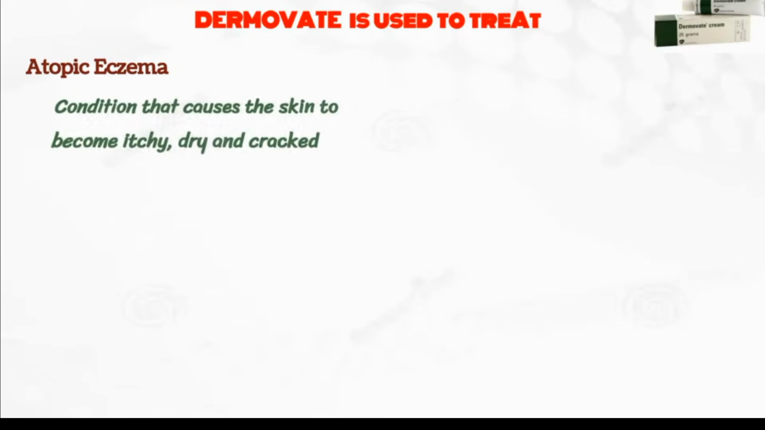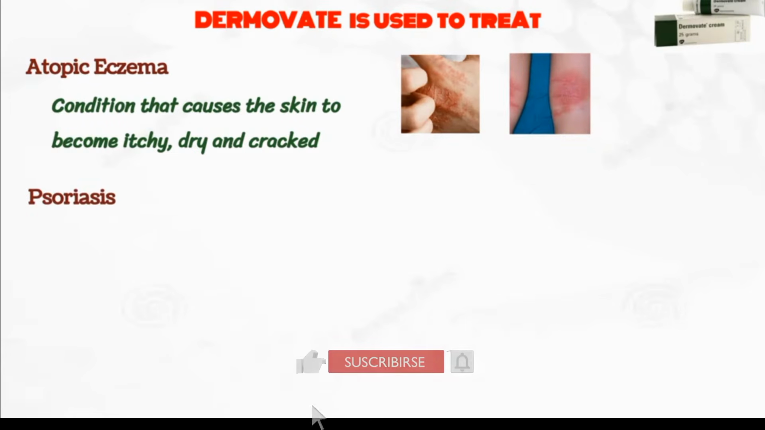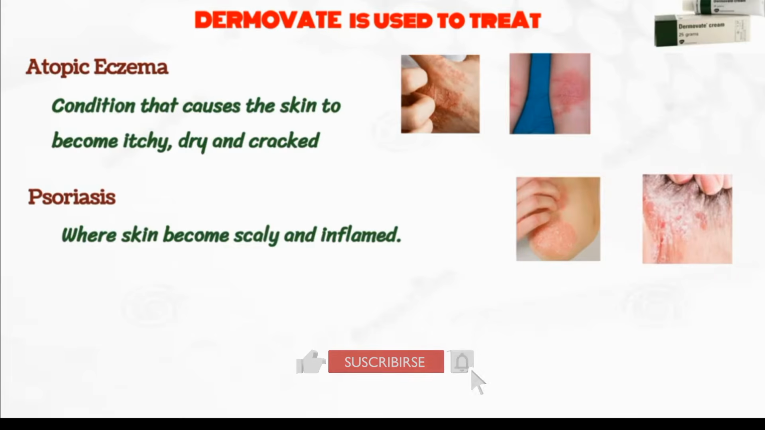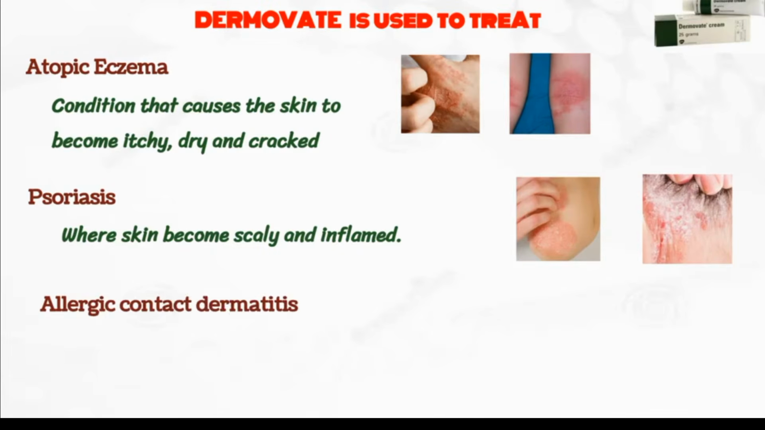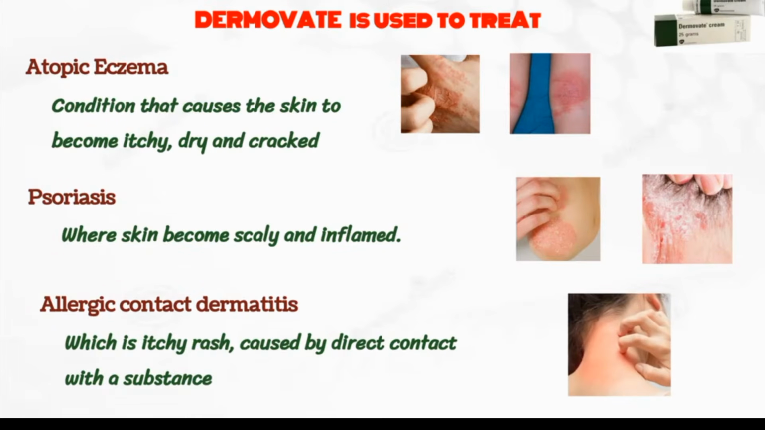Dermovate is used to treat a number of conditions including atopic eczema, a condition that causes the skin to become itchy, dry and cracked. Psoriasis, where skin becomes scaly and inflamed. Allergic contact dermatitis, which is itchy rash caused by direct contact with a substance or an allergic reaction to it.